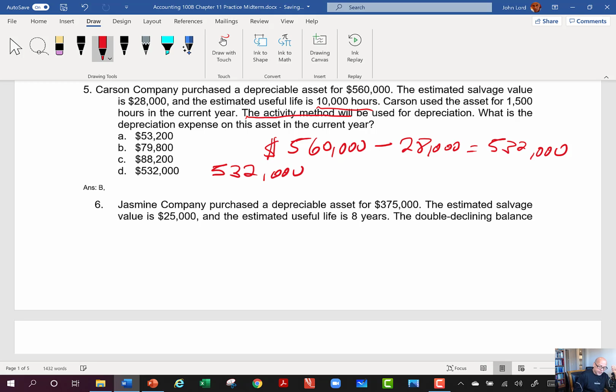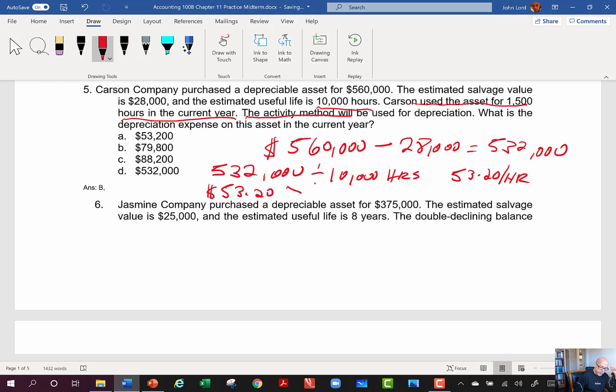532,000 divided by 10,000 hours means that the depreciation rate per hour for this one is $53.20 per hour. And they tell us here $53.20. Right, that they used the asset in the current year that they're asking us for, 1,500 hours.